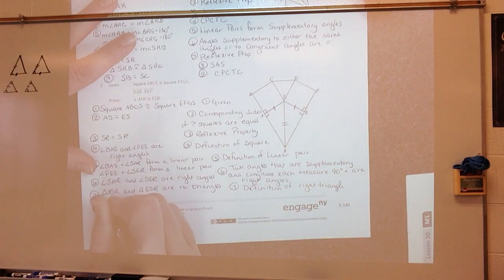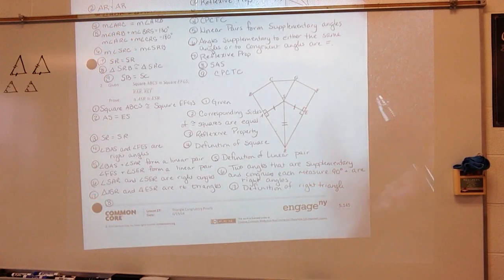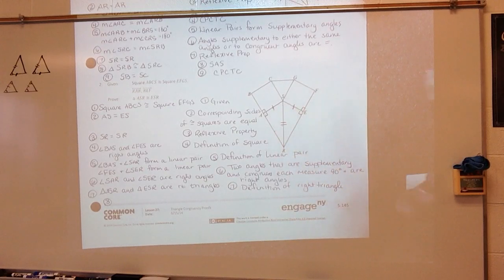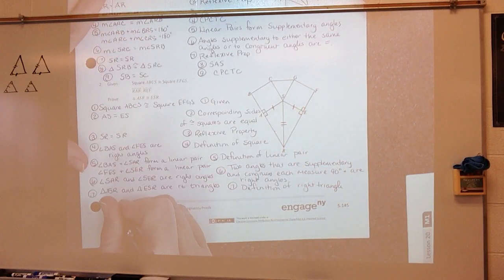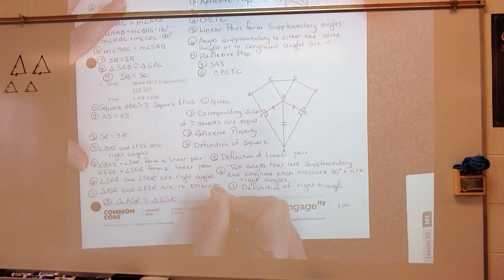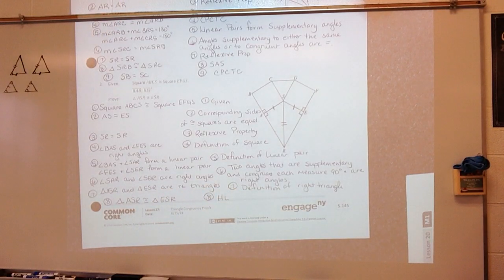Okay, and what's the point of us proving the right triangles? Well, look at this, guys. If you remember the HL theorem, if I have a hypotenuse of each triangle and a leg of each triangle that are congruent, then I can prove them congruent. So triangle ASR is congruent to triangle ESR by hypotenuse leg. Okay? So I have proven them right triangles, so I have proven them to be congruent.